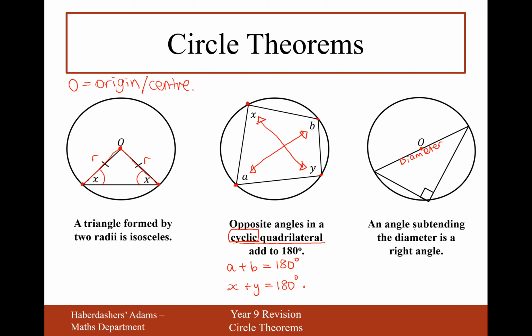So the posh word here of subtending is introduced. An angle subtending the diameter. Now if this line is the diameter, what the word subtending means is coming off of the diameter. So read this as an angle coming off of the diameter is a right angle. So it's coming off at a right angle to a point that is also on the circumference.